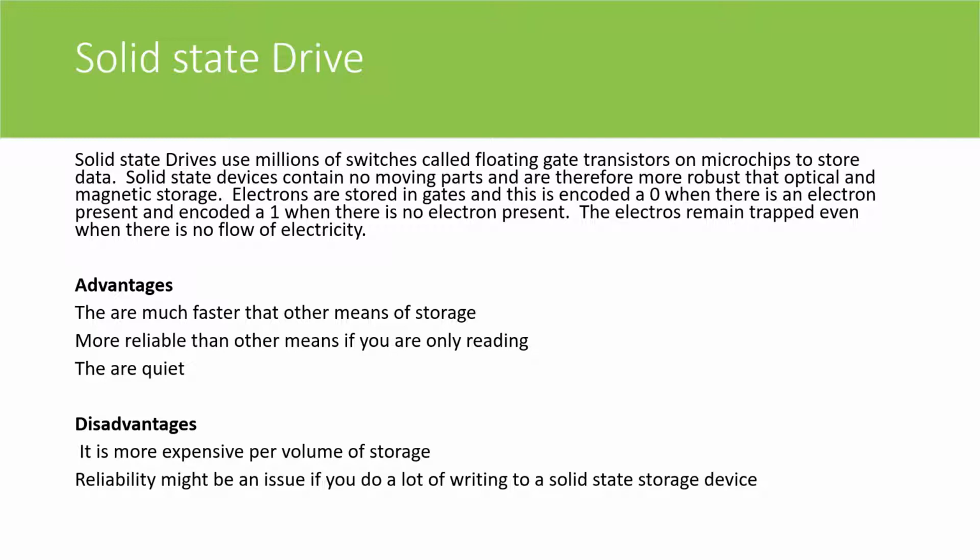And finally, we want to look at the solid state drive. Solid state drives use millions of switches called floating gate transistors on microchips to store the data. Solid state devices contain no moving parts and are therefore more robust than optical and magnetic storage. Electrons are stored in the gate, and this is encoded as a 0 when there is an electron and encoded as a 1 when there is no electron present. The electrons remain trapped even when there's no flow of electricity.